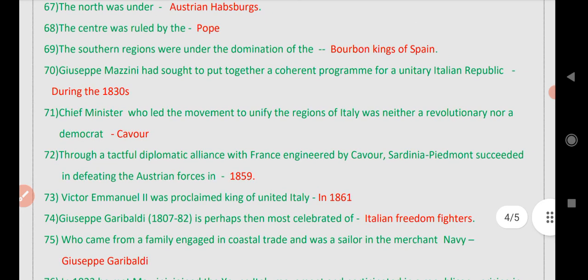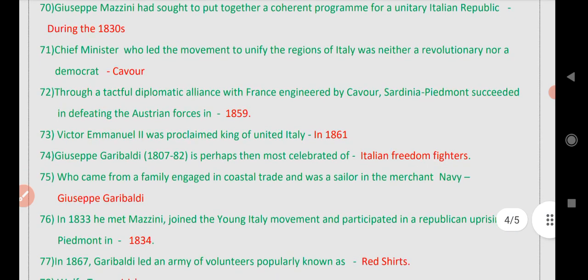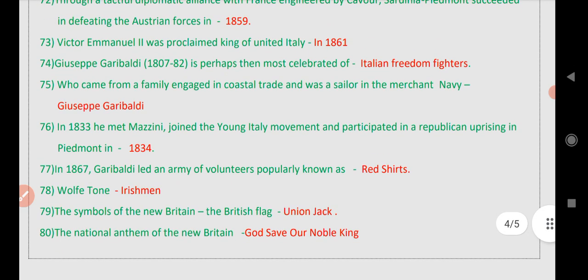Giuseppe Mazzini had sought to put together a coherent program for a unitary Italian republic during the 1830s. The chief minister who led the movement to unify the regions of Italy, Cavour, was neither a revolutionary nor a democrat. Through a tactful diplomatic alliance with France engineered by Cavour, Sardinia-Piedmont succeeded in defeating the Austrian forces in 1859. Victor Emmanuel II was proclaimed King of United Italy in 1861.